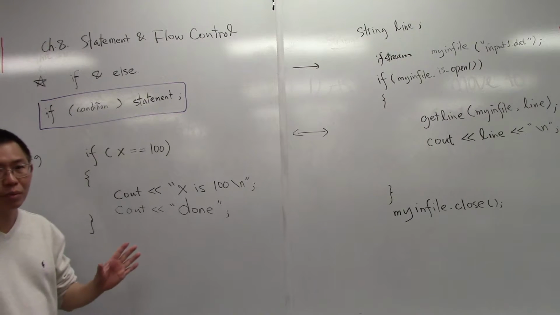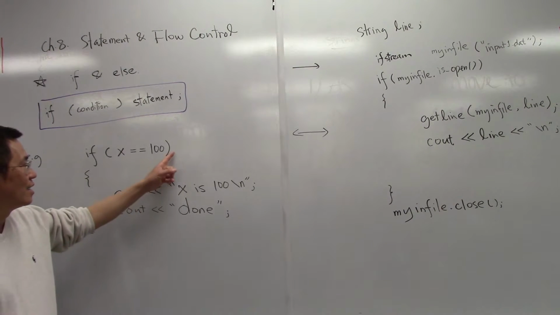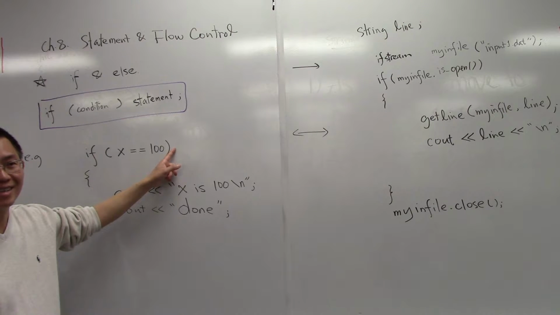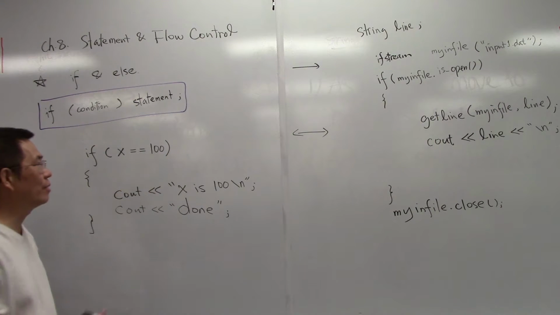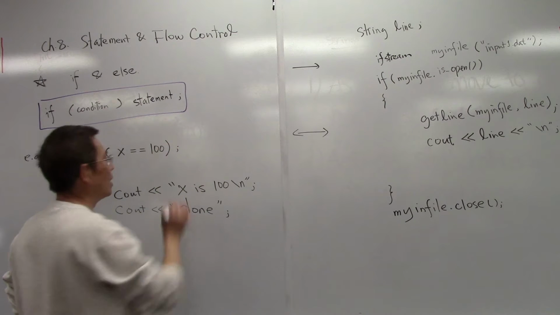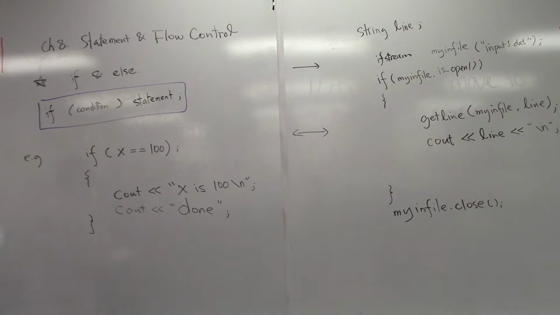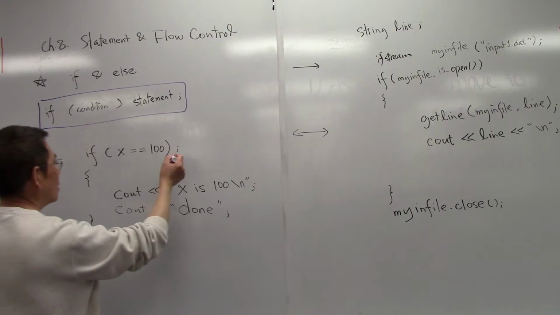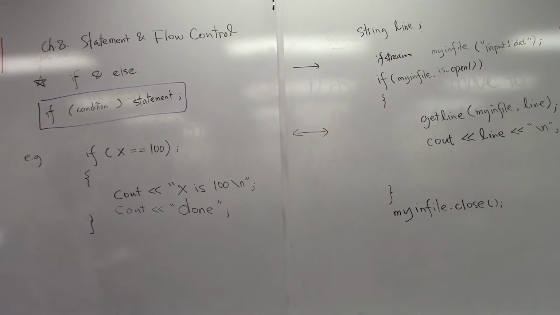Another thing I'd like to draw your attention to is that there's no semicolon here. If you put a semicolon here, what will happen? Can you guess what will happen if you put it here? The program will run and then run through these several lines. What will happen?